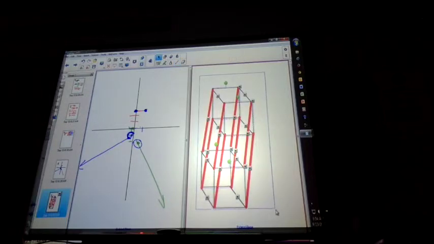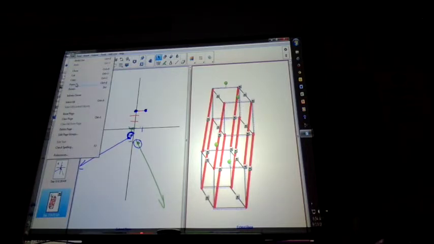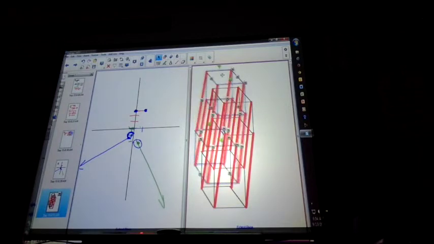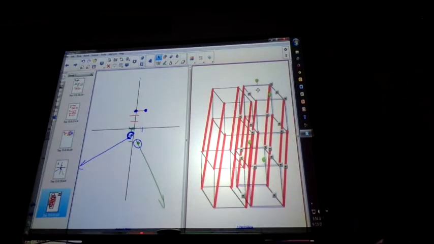Now we're going to lose everybody. Ready? I'm going to copy. I'm going to paste. I'm going to bring this over yonder. Yeah, we'll do it.